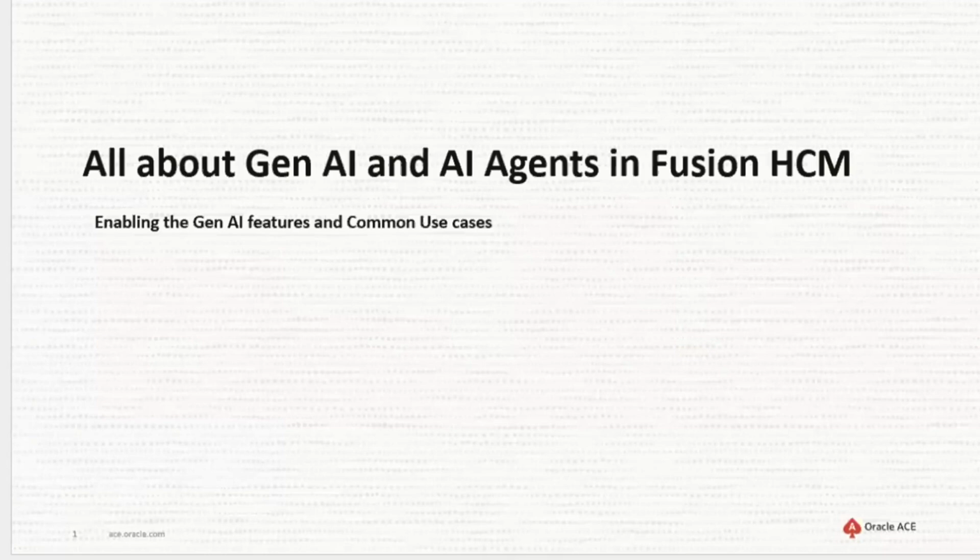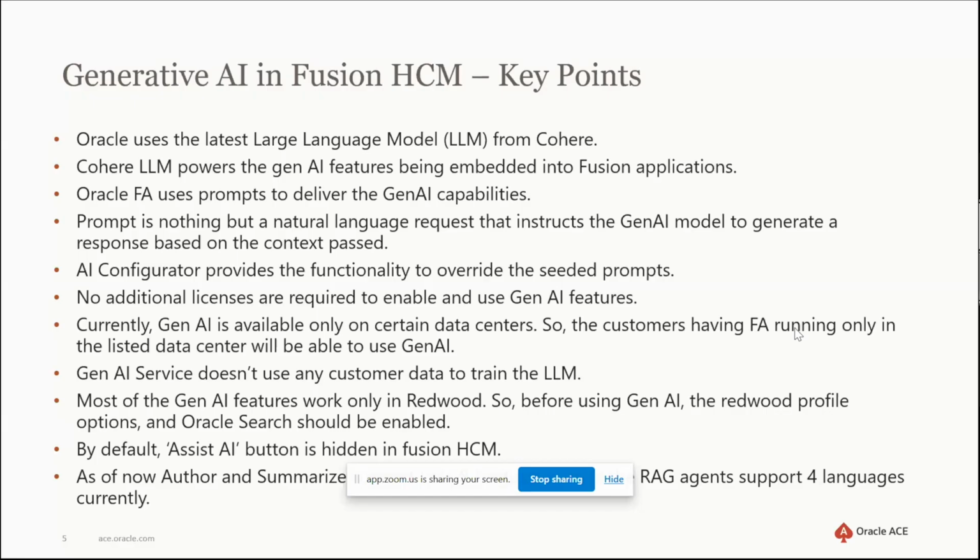So now, next item, I'm going to talk about some key points about the Gen AI Infusion HCM. As we know, for Gen AI, we need to use some LLMs, the large language models. Oracle uses the latest large language models from Cohere. The Cohere LLMs power the Gen AI features being embedded into the Fusion applications.